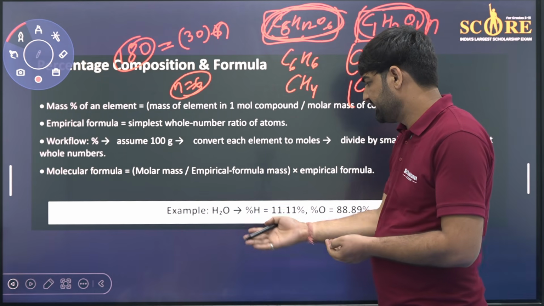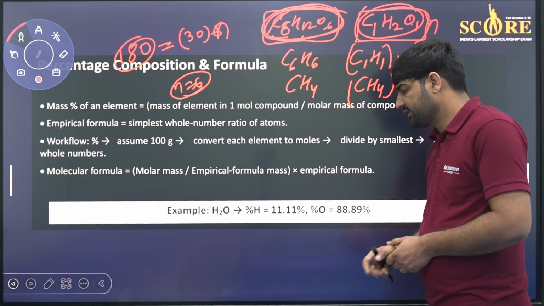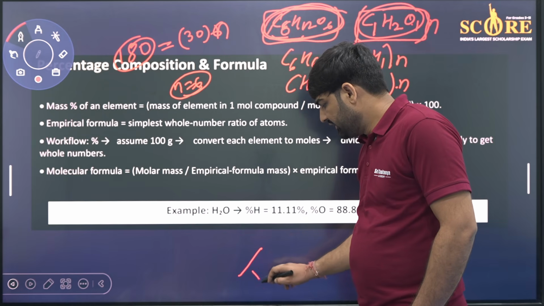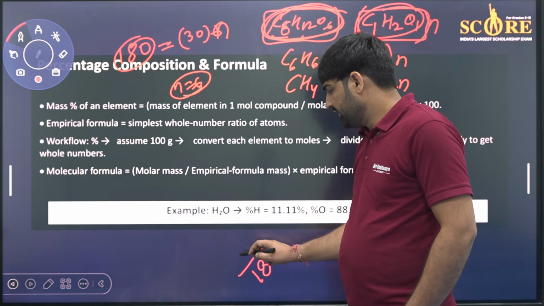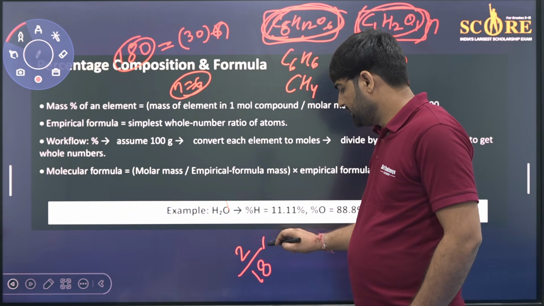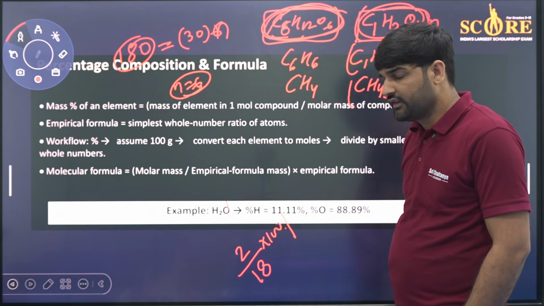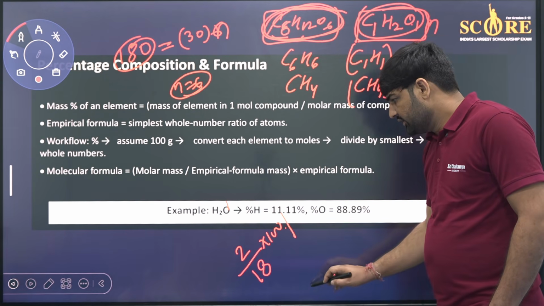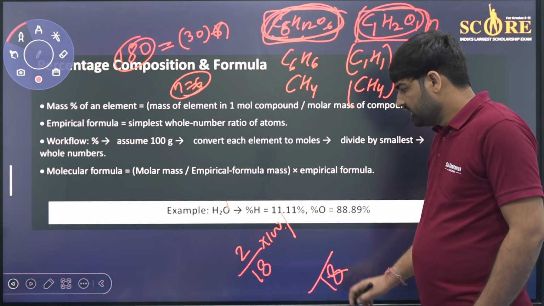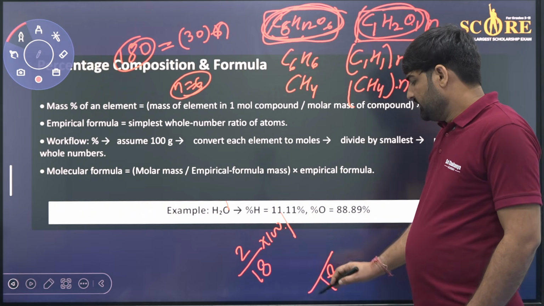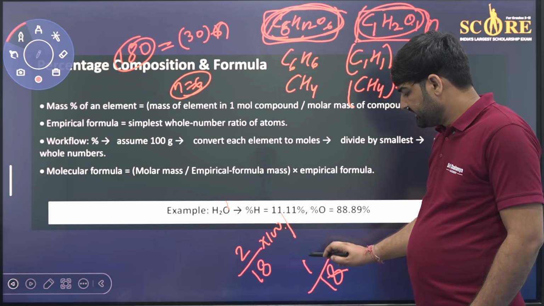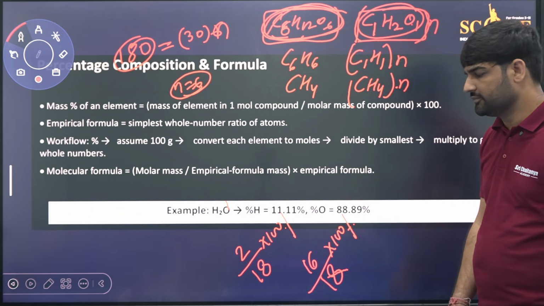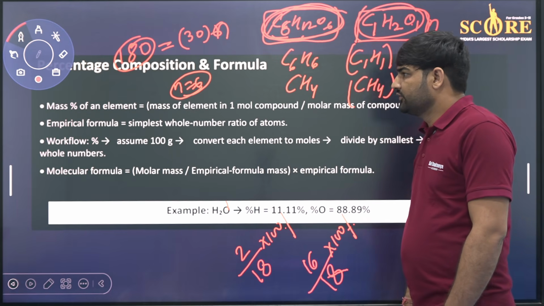Before this, there is a simple example of H2O. What is the percentage of hydrogen in H2O? The total weight of H2O is 18 gram and the weight of hydrogen is this, multiply by 100, this is the percentage of hydrogen. And if you want to calculate for oxygen, then you write 18, this is molar mass, and above you write 16 multiplied by 100. This is the percentage of oxygen.